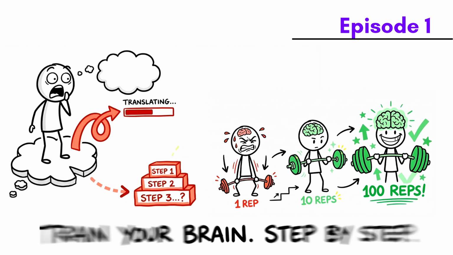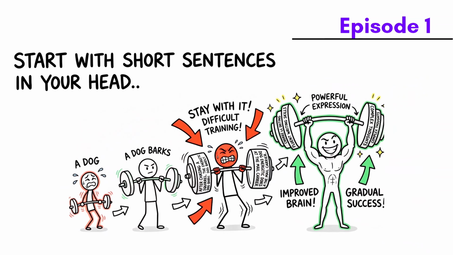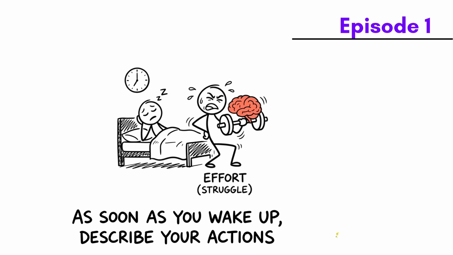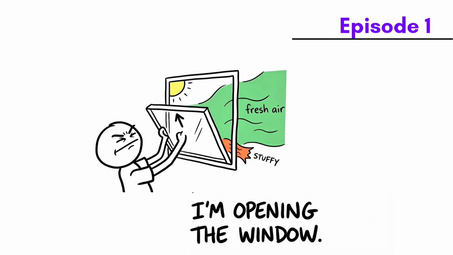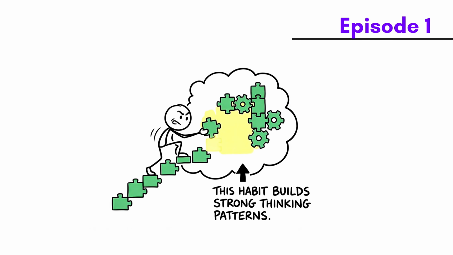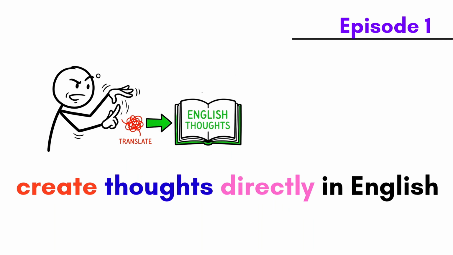Train your brain, step by step. Start with short sentences in your head. As soon as you wake up, describe your actions. I'm getting out of my bed. I'm going to the kitchen. I'm opening the window. This habit builds strong thinking patterns. Instead of translating, create thoughts directly in English.